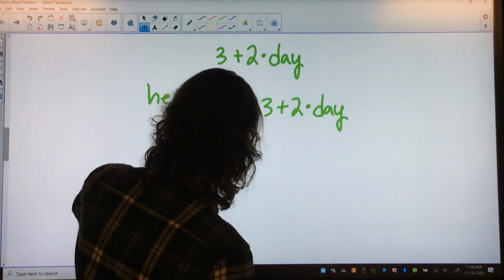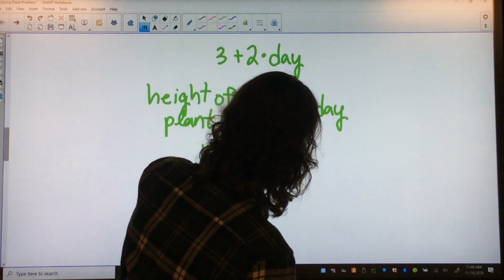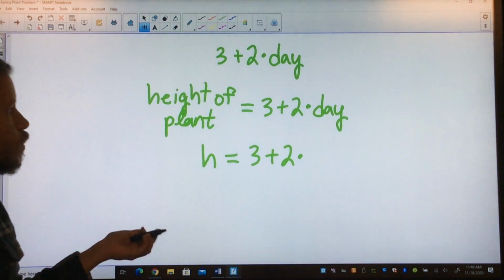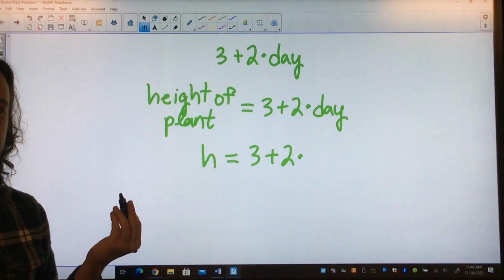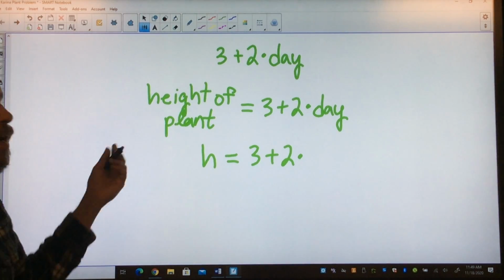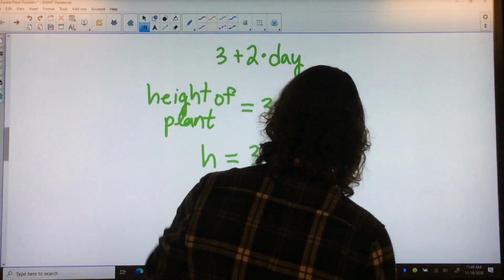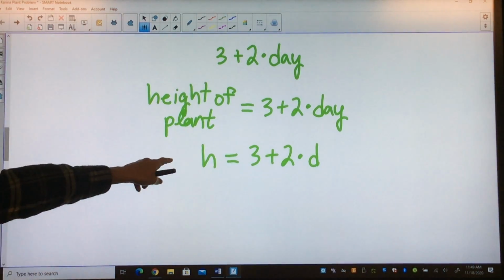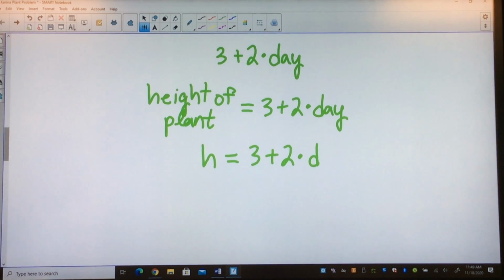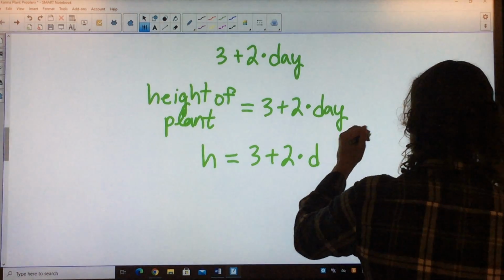So I have H is equal to 3 plus 2 times. Now let's think, what would be a good letter to use for day? A lot of times you use the first letter of the word or the first letter of the phrase. I'm going to use D for days. So now we have a linear equation that says H is equal to 3 plus 2 times D. Now this has two names. This is called a linear equation.